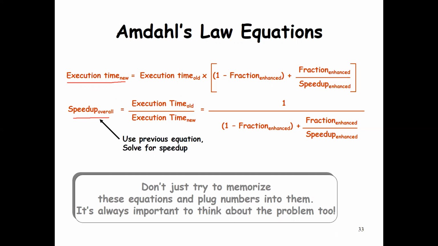The new execution time will be equal to the old execution time into 1 minus fraction enhanced. How much improvement you have done? I mean, compared to the old processor and to the new processor, what is the amount of enhancement done? That is called this fraction enhanced. 1 minus fraction enhanced plus fraction enhanced by speed up enhanced.